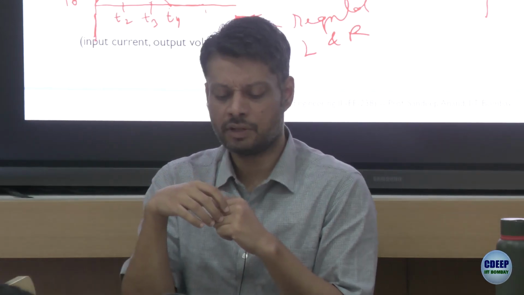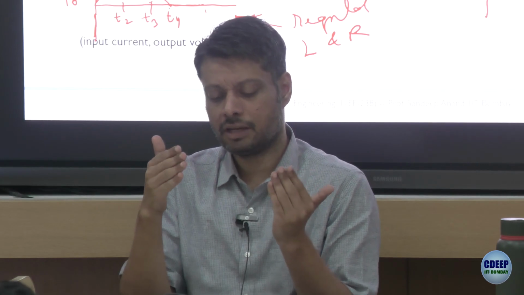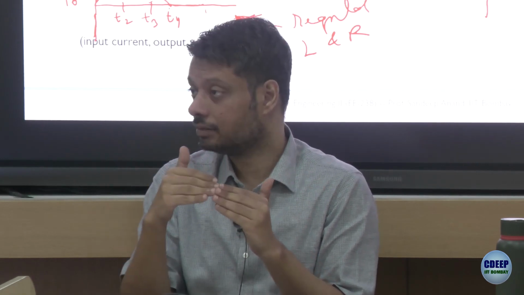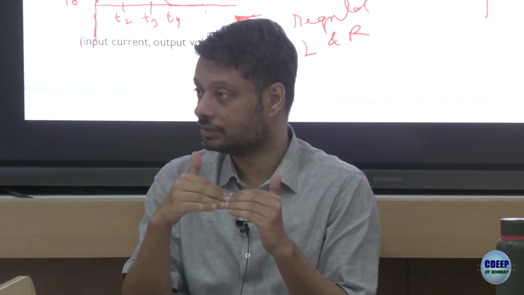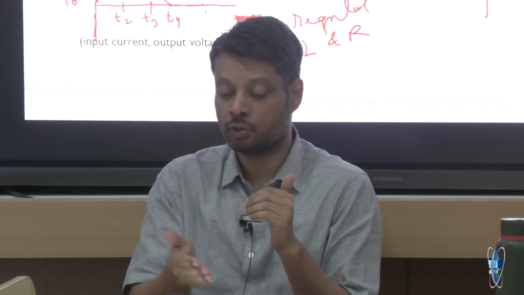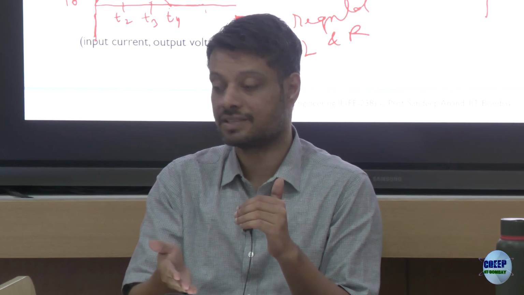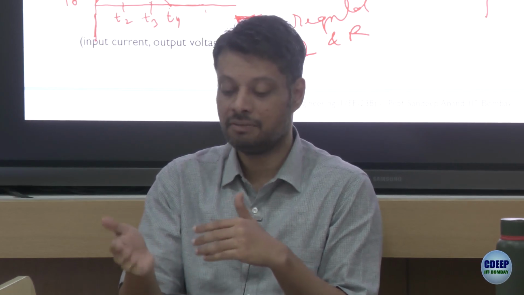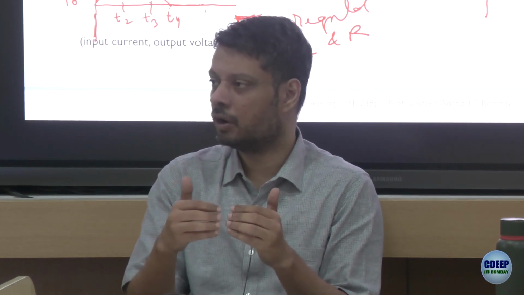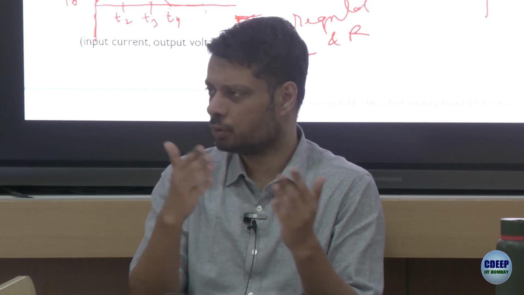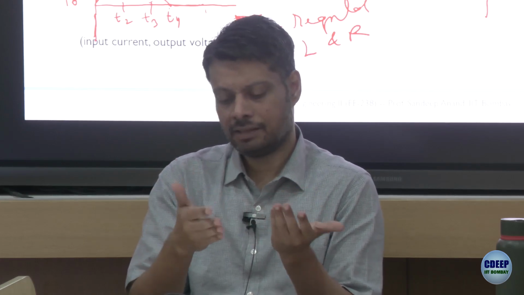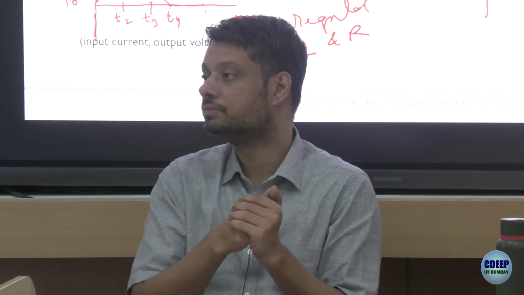From T3 to T4, it's conducting because of the inductor, right? But now you have a negative voltage, and therefore, if you see Kirchhoff's voltage law, V0 is equal to I0 R plus L di/dt, your di/dt will be negative. It will continue to fall. So the current is still falling with some slope depending on R and L, till T4 comes.